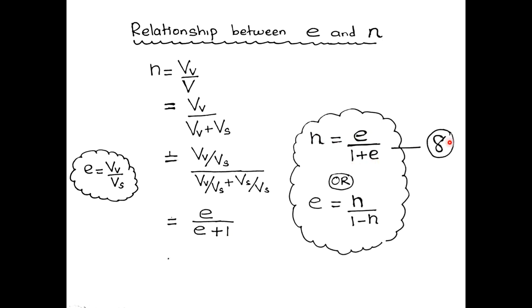Equation number 8. Or if you solve for E, then by simple maths, void ratio is equal to porosity over 1 minus porosity. E is equal to N over 1 minus N.